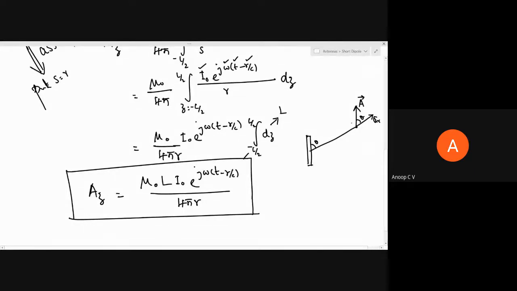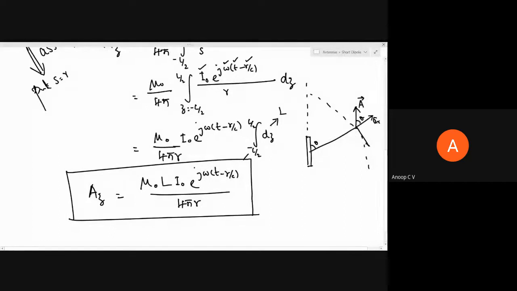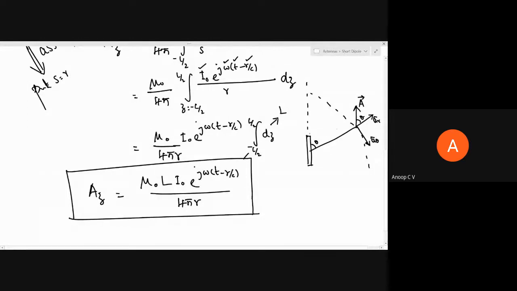If this is the Z axis, theta is increasing in this direction. So A theta will be perpendicular to this AR cap and tangential to this longitude. I told you yesterday itself. This is A theta cap. And phi is changing like this.